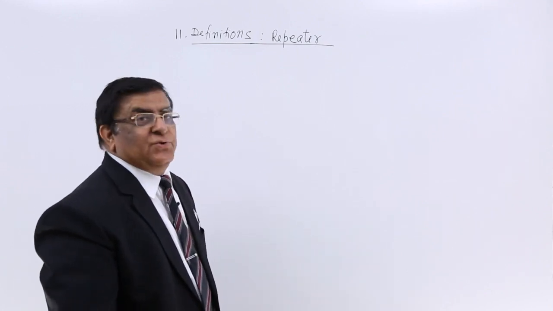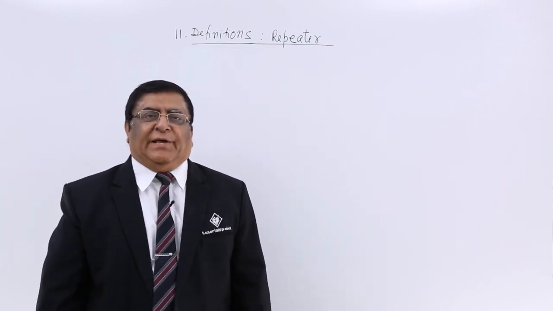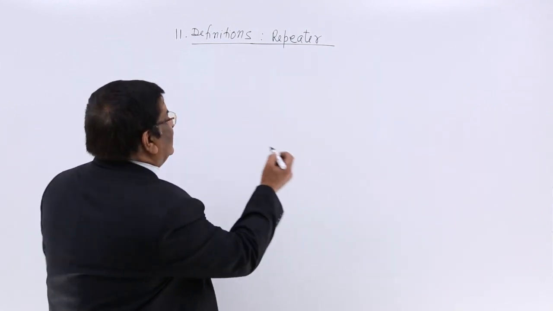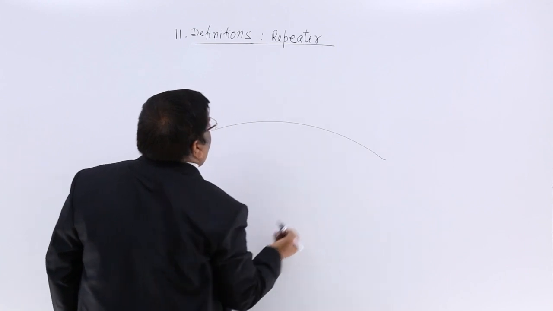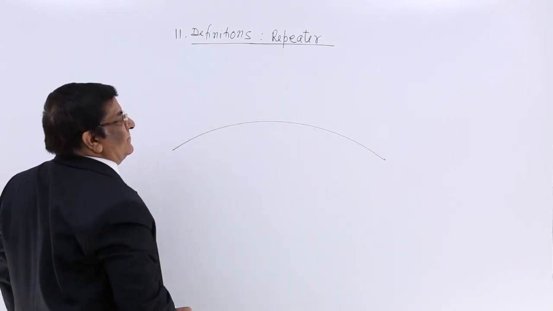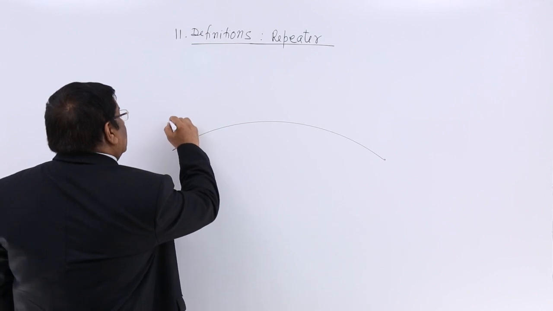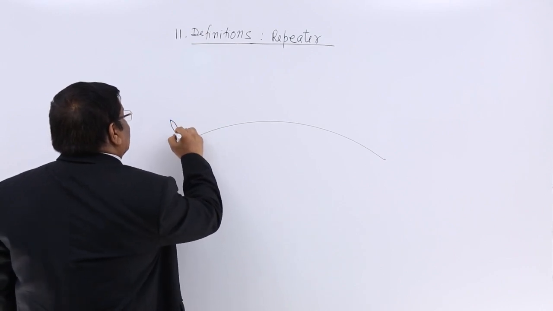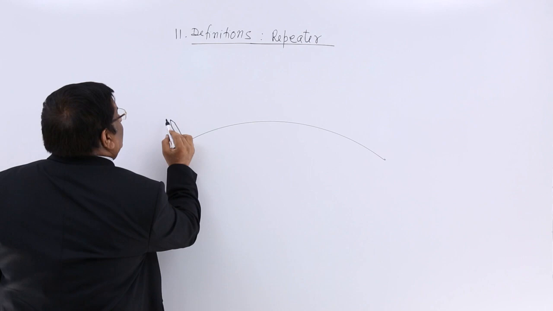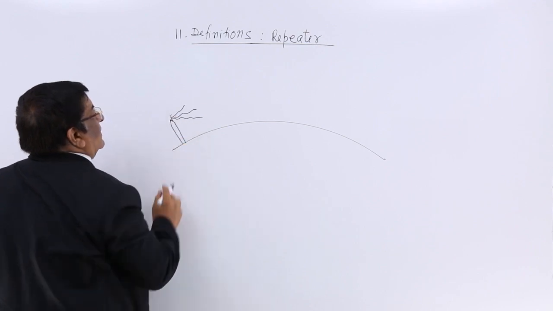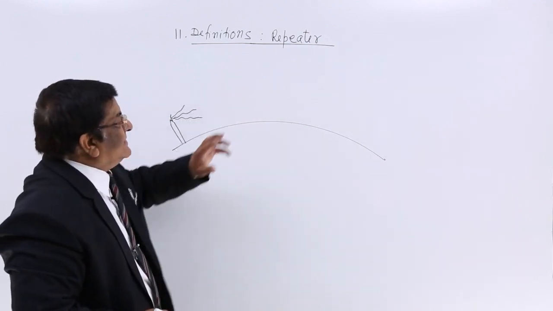There is one device known as repeater in our communication system. Repeat. What does it repeat? Oh, this is one surface of the earth. We know it is round, and we have here transmitters, antennas. When the electromagnetic waves are transmitted from here, of course, it will carry certain distance.